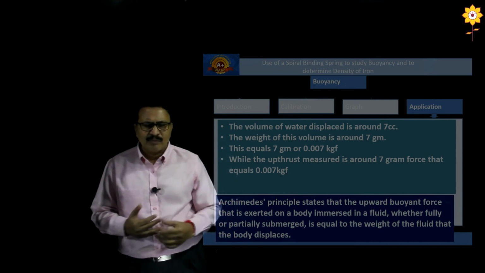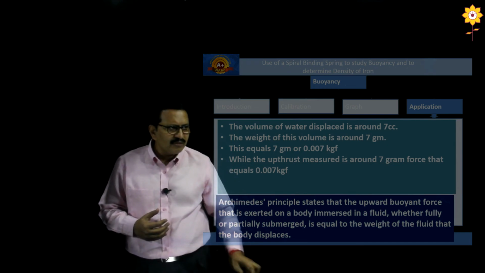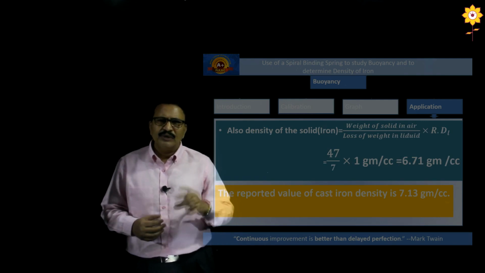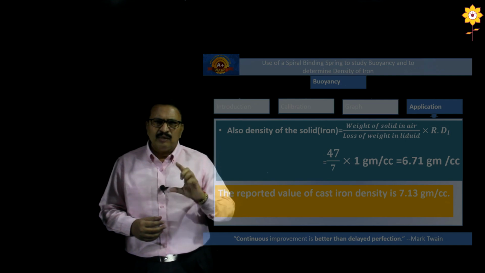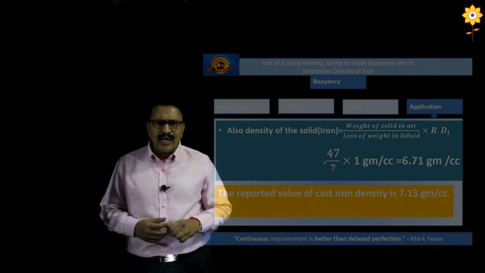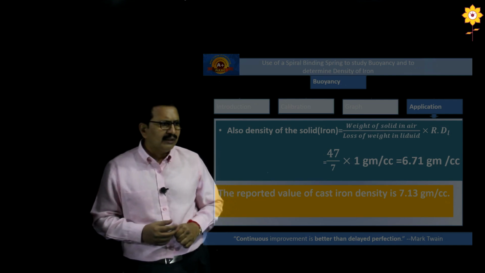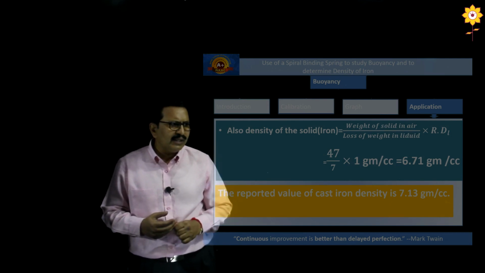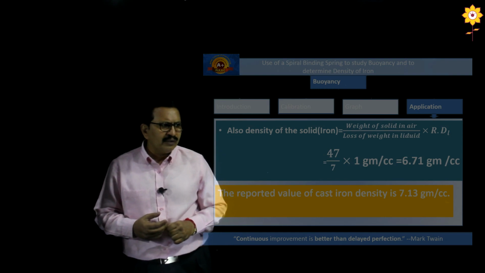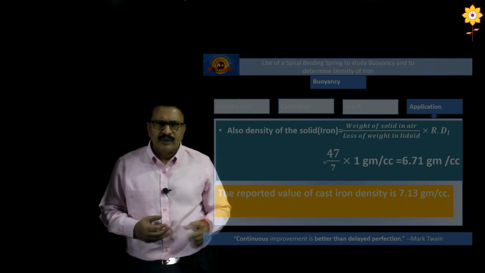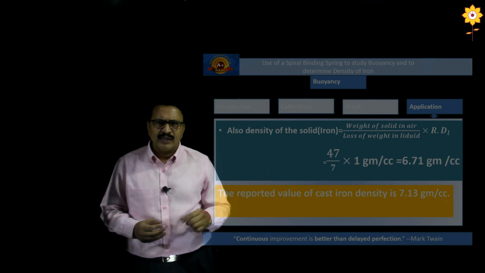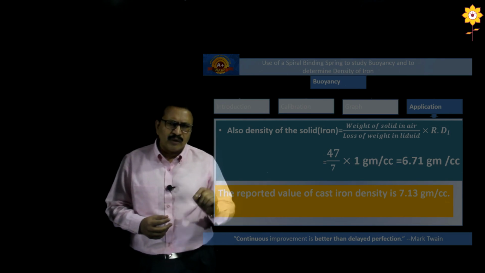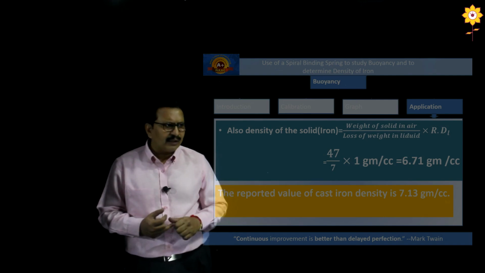Now let us go to the next application, which is finding out the density of this unknown solid. We knew that this solid is made of cast iron, and we use this formula: the density of the solid, that is cast iron, is the weight of the solid in air divided by the loss of weight in the liquid, which in our case is water, multiplied by the relative density of water, which is of course 1 gram per cc.